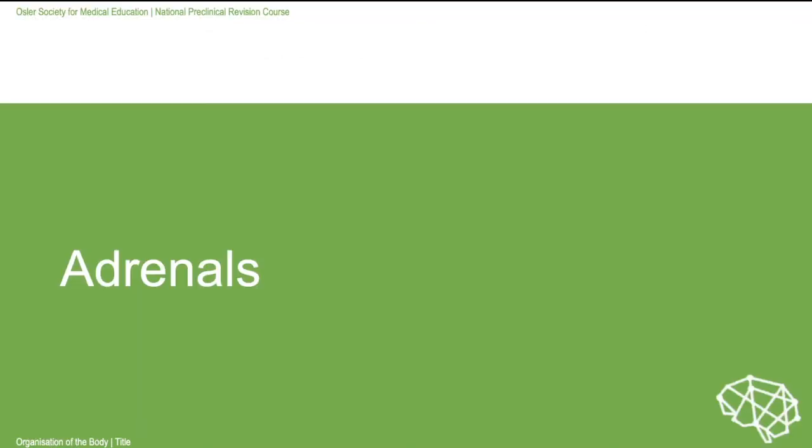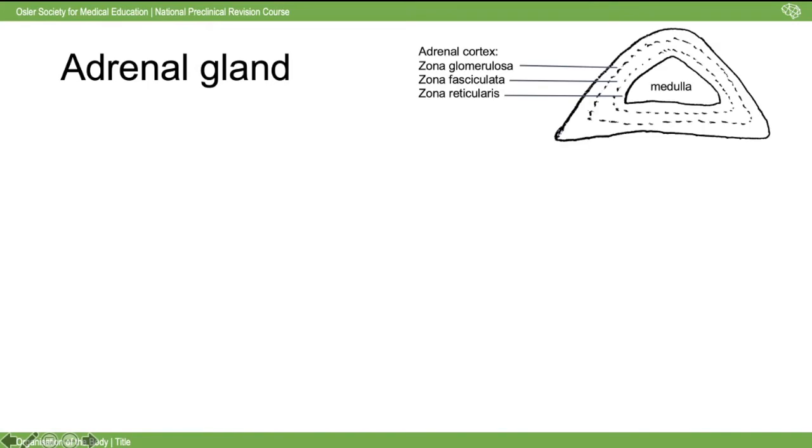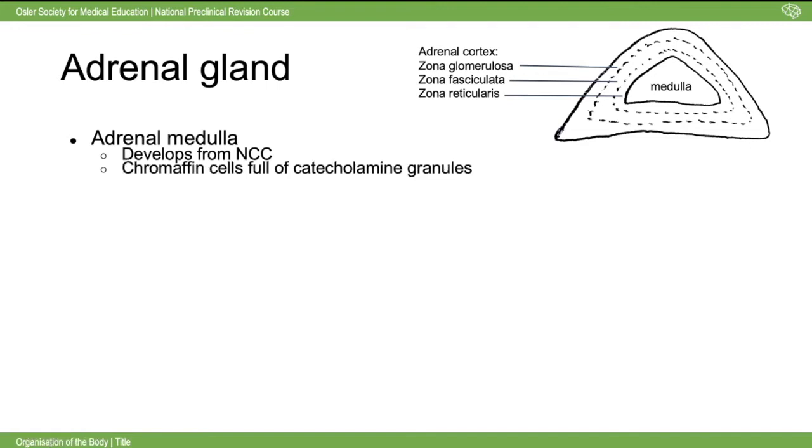Okay, so onto the adrenals. The adrenal gland looks a bit like this, and this is the diagram that I would draw in an exam. You have the medulla on the inside, and then the cortex is divided into 3 zones, which we'll talk about in a minute. The adrenal medulla, the central bit, develops from neural crest cells, and it contains chromaffin cells which are full of catecholamine granules, and that's how the catecholamines are stored before they're released.